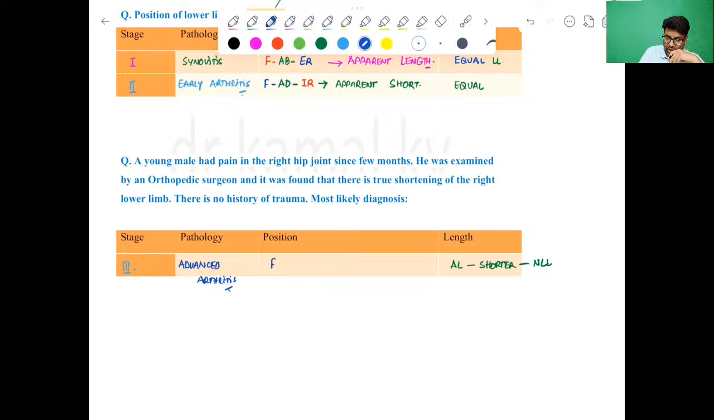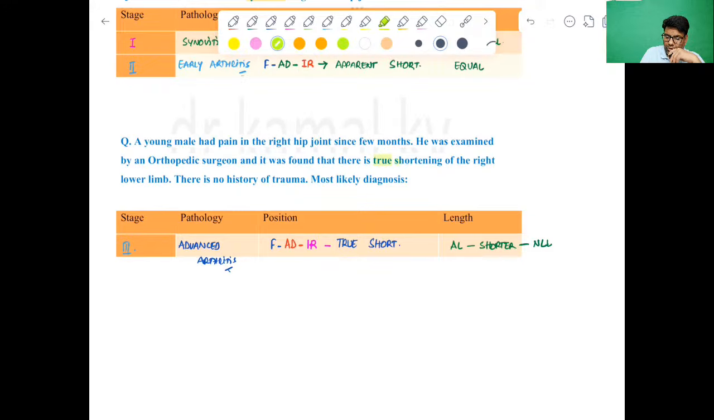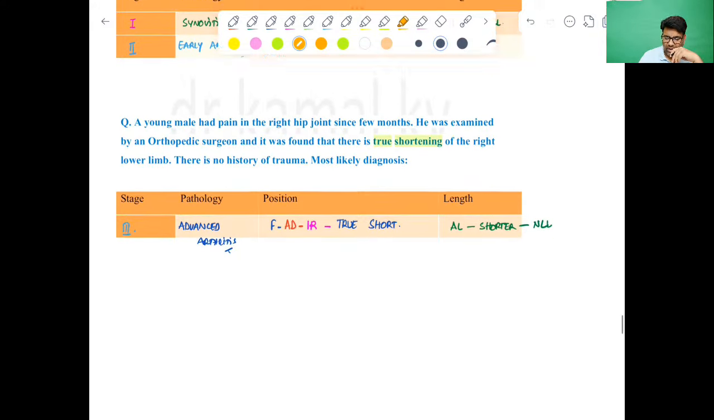And here the position will continue to be the same as in stage 2, and that was flexion, adduction and internal rotation. Clear? But since there is actual destruction of the bone, we will get a true shortening. Right? So this is how you need to summarize, or remember, the stages of TB hip, which is again a very important segment from which we have the questions. So in this question the word is true shortening. So straight away you can go to the answer, that is yes, it is stage 3, that is advanced arthritis, in which there is real damage to the bone, and therefore the length will also shorten accordingly.